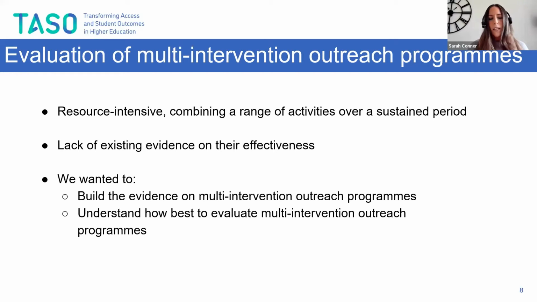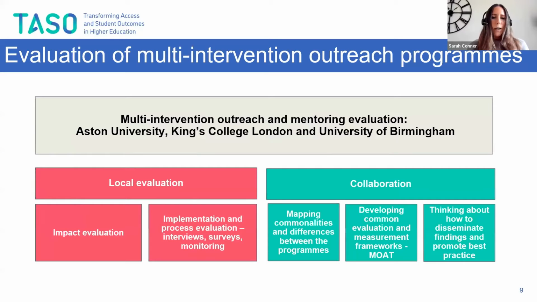which is why this project came about. We want to build the evidence on these multi-intervention outreach programs, and also pick apart these programs, because often the evidence for these programs is how they work as a whole, not how individual activities might interact, or the best combination of activities, which links to how best we evaluate these multi-intervention activities. So we work with 3 universities, as I said, so Aston University, King's College London and the University of Birmingham, and they ran slightly different programs for different year groups, with some overlap of activities, but in some cases some differences as well.